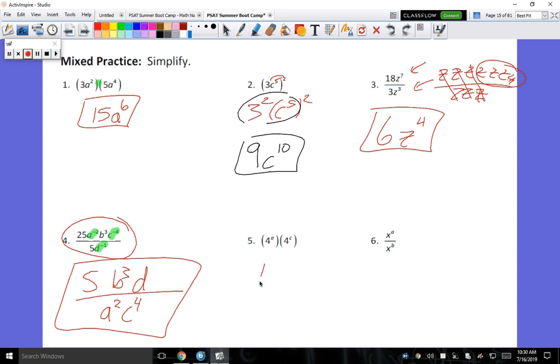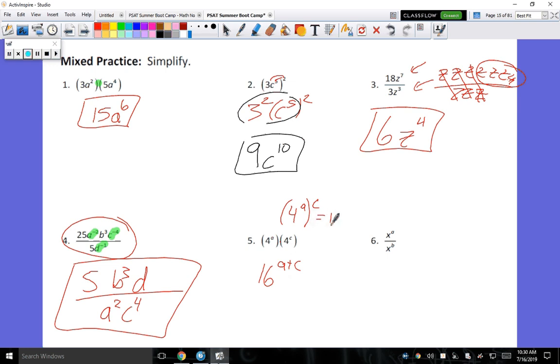Careful. 16 to the a plus c, right? If you're multiplying with the same base, you're going to add the powers. If it was like this, what would that be? Not 16, but 4 to the ac.